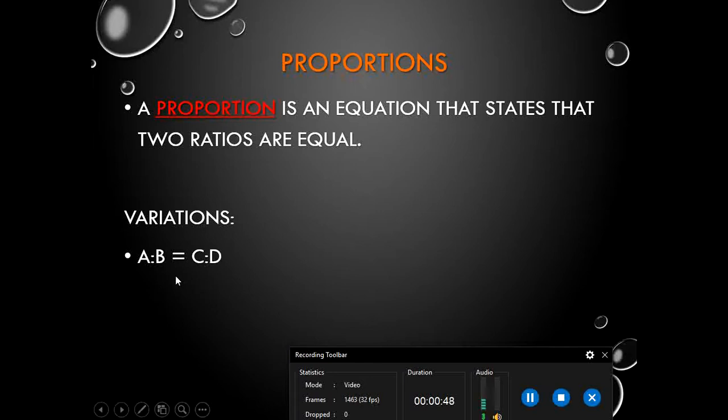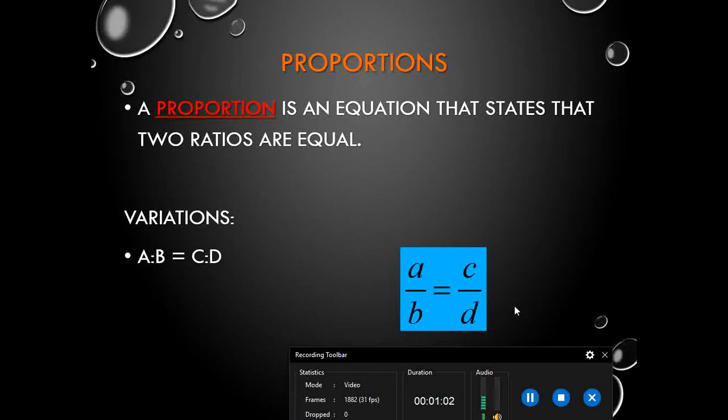We'll practice some of these later on through the lesson, but a better format is to have them set up in a vertical fashion. So you have your ratio A to B, and that equals the ratio C to D. We're using 4 different variables to imply that we have 4 different numbers. But again, when you reduce both ratios, they should be the same ratio.